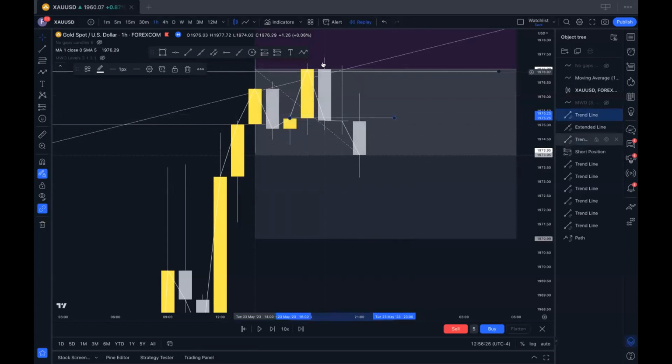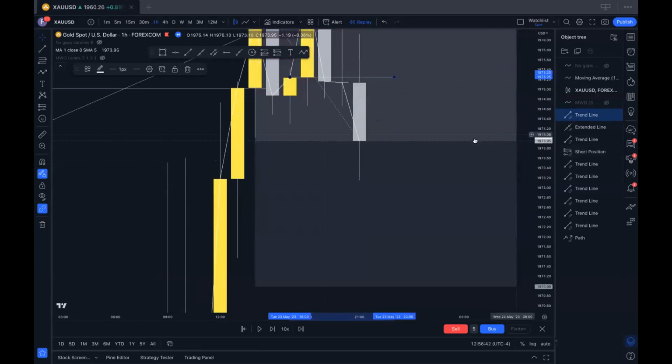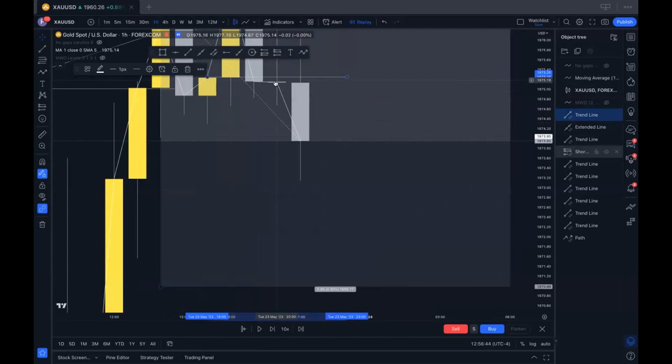Rejection up here, and it also engulfed the previous open. It consumed this candle. Hint that price wants to go down. Any rally up is just a pullback. So what do you see? Another rejection, close. And if you look very closely, this closure was below this one.